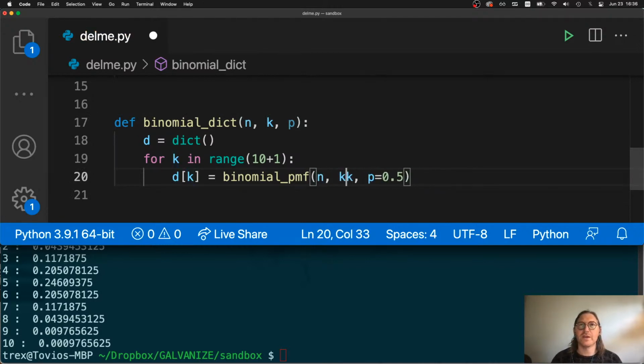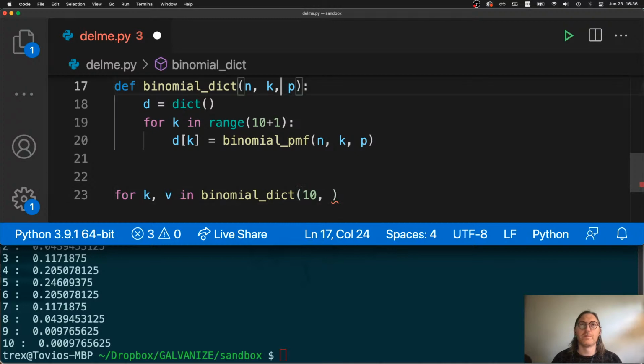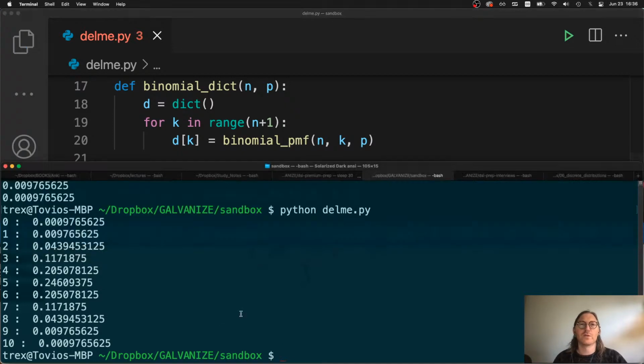So we'll get k and p, and so I'll say for k, v in binomial dictionary, where we pass in 10. Oh, we don't need k, I'm sorry. Let's just go to n plus 1, and that should work. Okay, so just 10 and our p of 0.5. So let's see what that is.